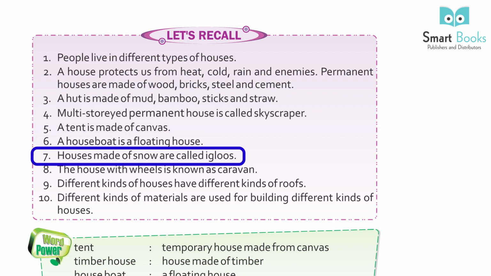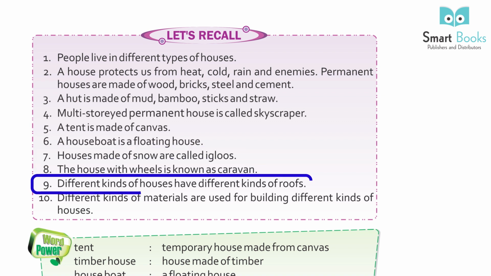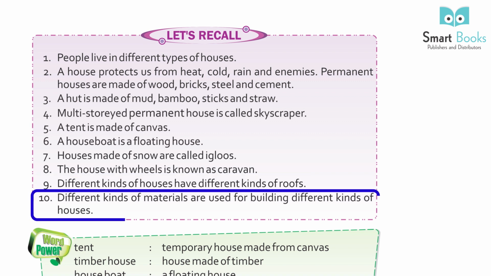7. Houses made of snow are called igloos. 8. The house with wheels is known as caravan. 9. Different kinds of houses have different kinds of roofs. 10. Different kinds of materials are used for building different kinds of houses.